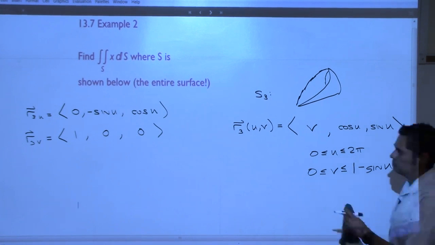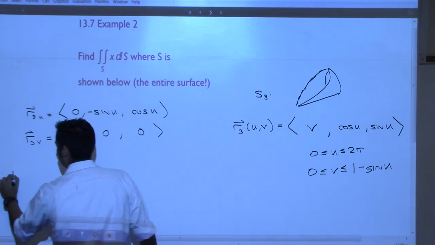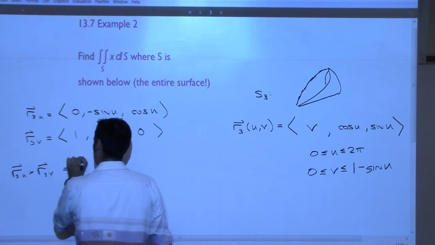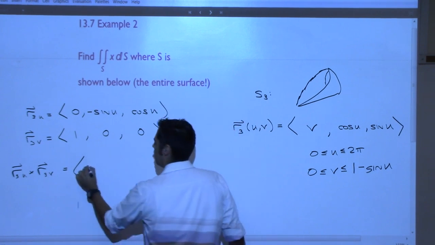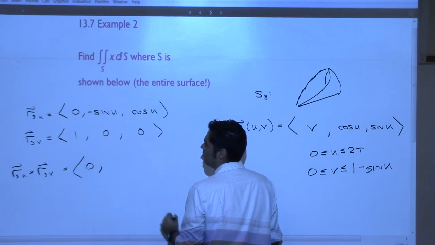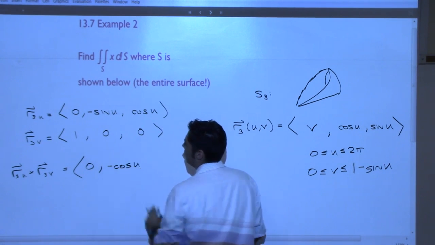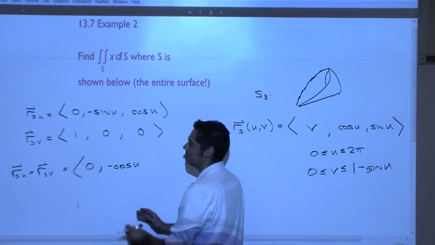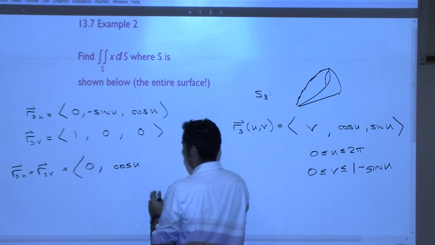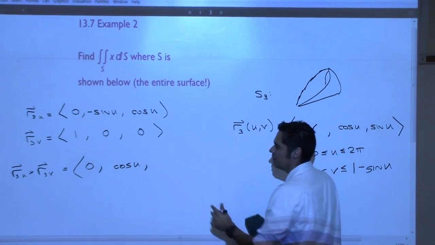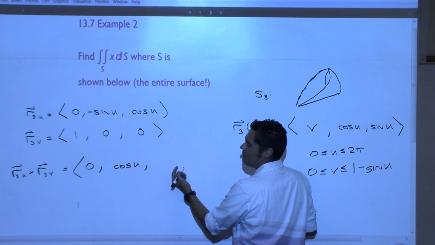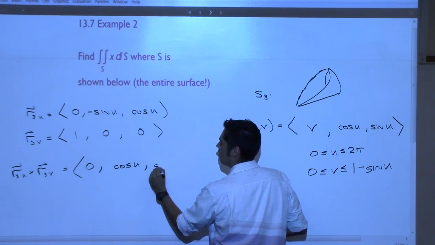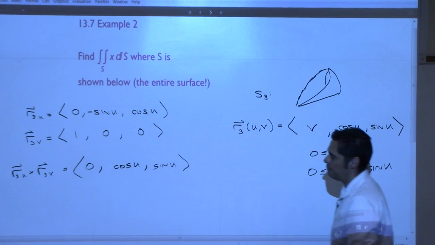And cross them. Zero, negative cosine u. Hold on, I'm just writing down. It's positive? Definitely, okay. We're going to square it anyway when we get the magnitude. All right, what's the last one? 0? Sine u. Sine u. Oh, wow, okay.